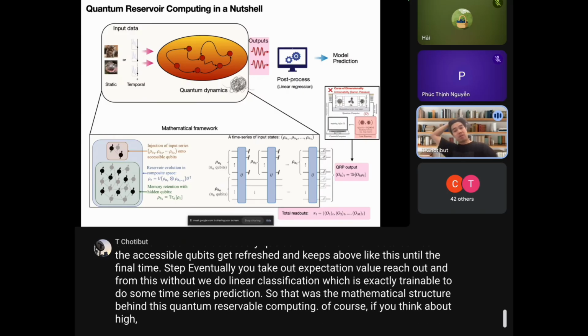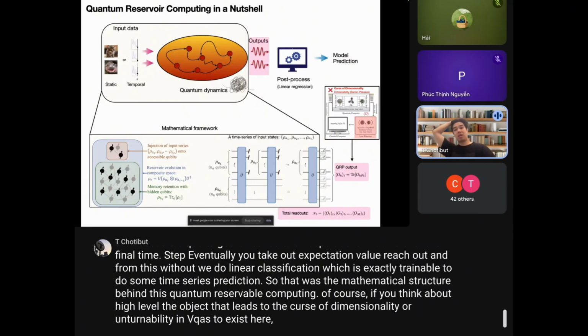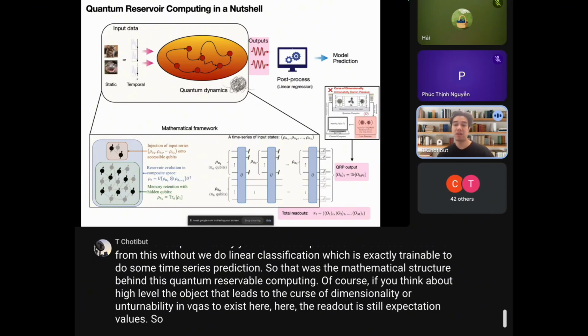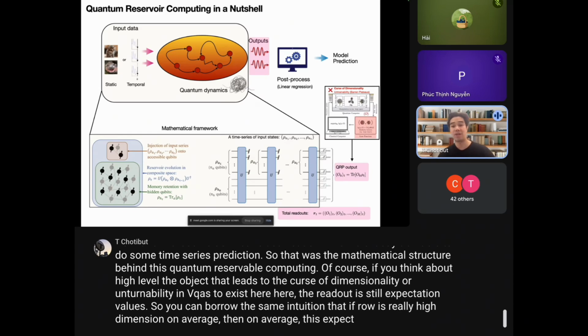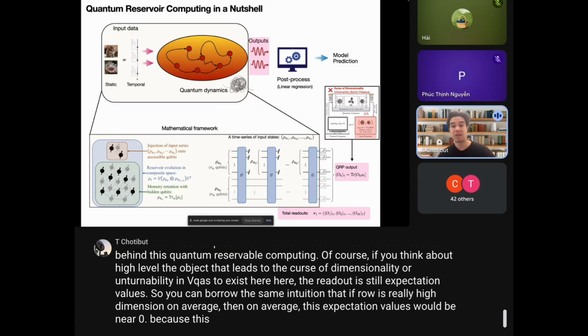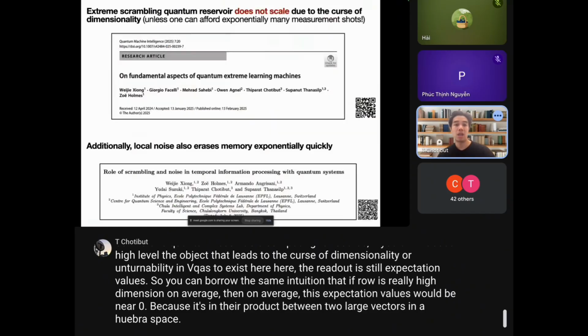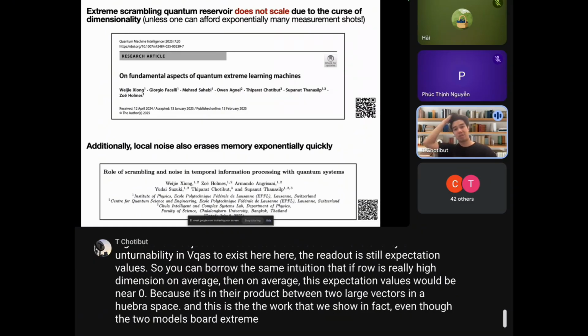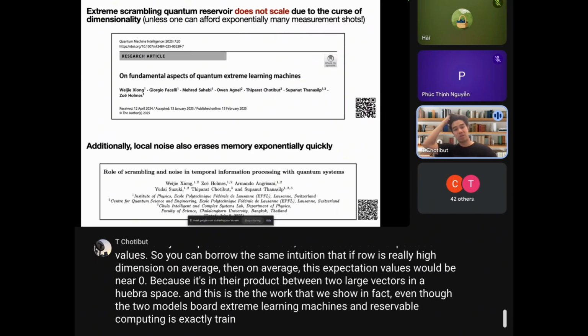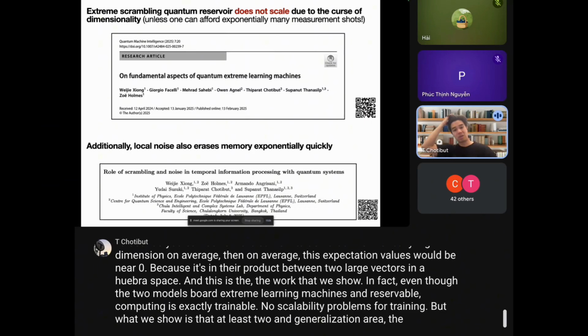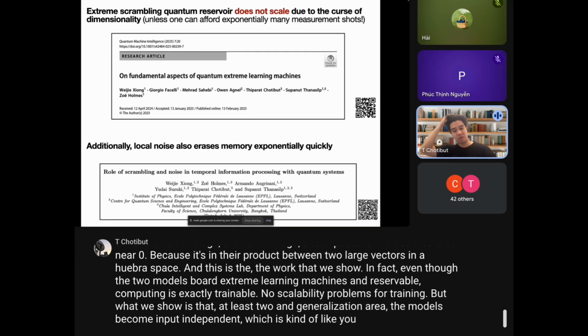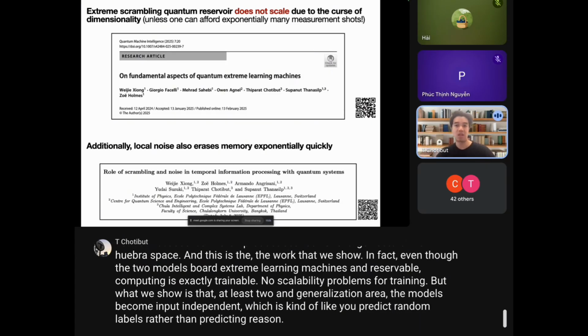Of course, if you think at a high level, the object that leads to the curse of dimensionality or untrainability in VQA still exists here. The readout is still an expectation value. So you can borrow the same intuition: if rho is really high dimensional, then on average this expectation value should be near zero, because it's an inner product between two large vectors in the Hilbert space. And this is the work that we show. Even though both models, extreme learning machines and reservoir computing, are exactly trainable, with no scalability problems for training, what we show is that it leads to a generalization error. The models become input independent, which is like predicting random labels rather than reasonable signals.